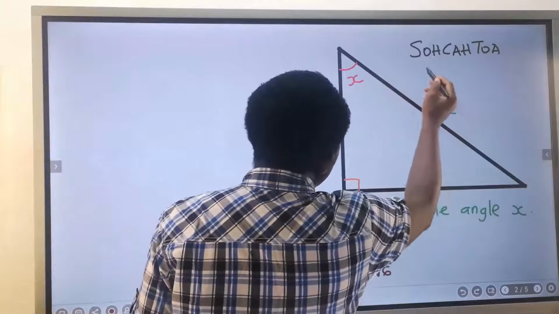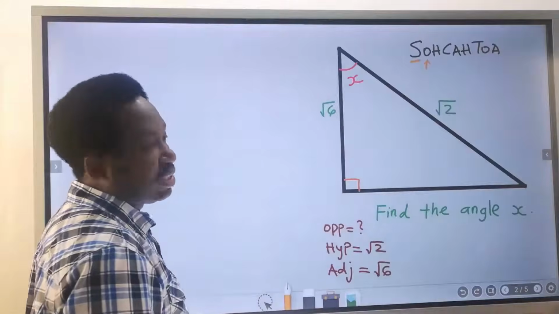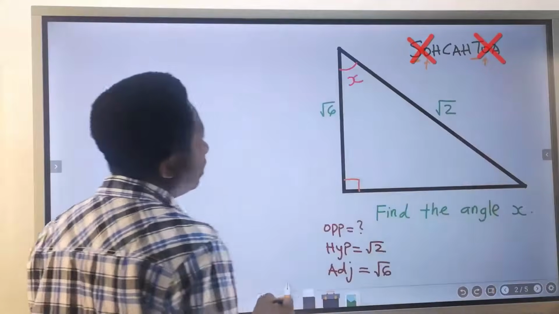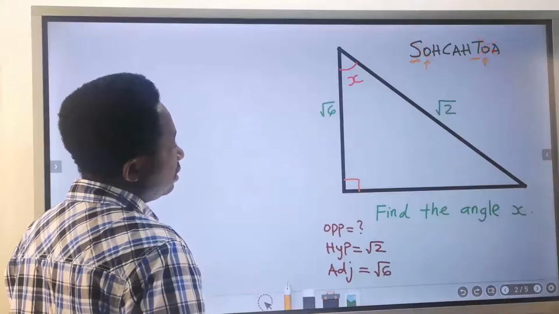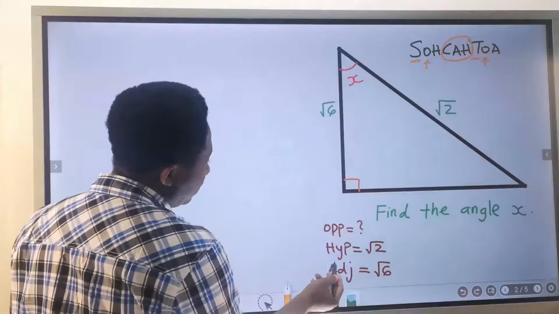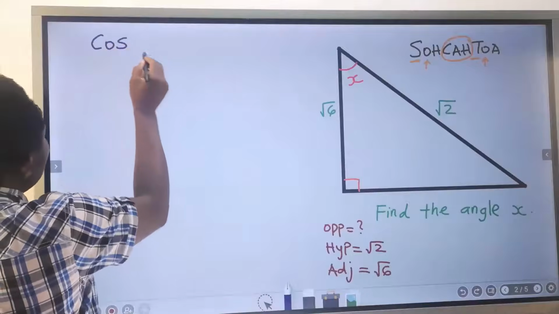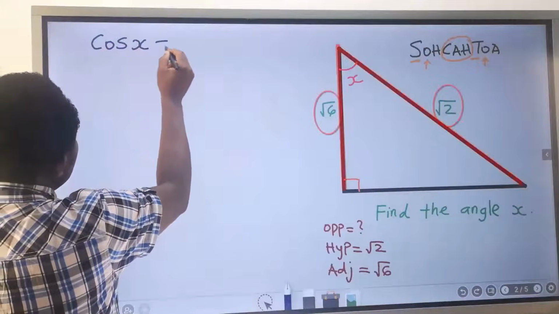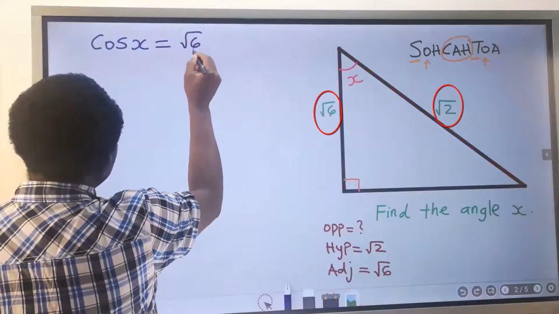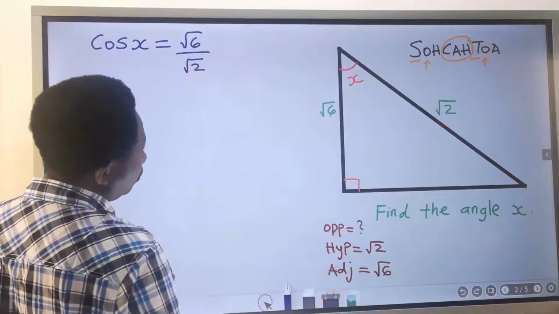In this SOHCAHTOA, sine has opposite, so I will not use sine. Tan also has opposite, so I will not use tan. I will go for cosine because it has adjacent and hypotenuse. Then the cosine of this angle x is adjacent, which is the square root of 6, divided by the hypotenuse, which is the square root of 2.